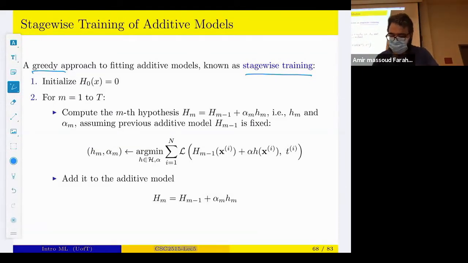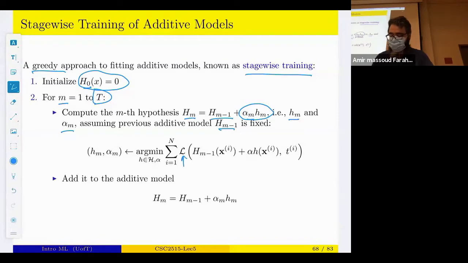So how does it work? It starts from H0 being 0, so we start from an empty classifier, essentially. Then for each of the iterations, we compute the M-th hypothesis as HM equals HM minus 1, the previous combination of hypotheses or basis functions, plus alpha M times HM. HM and alpha M are what we want to find, but we assume that the HM minus 1 part is fixed. So we want to find the minimizer of the loss function.